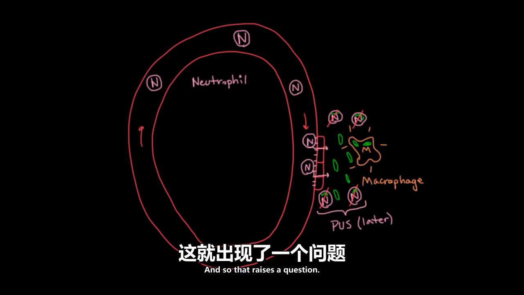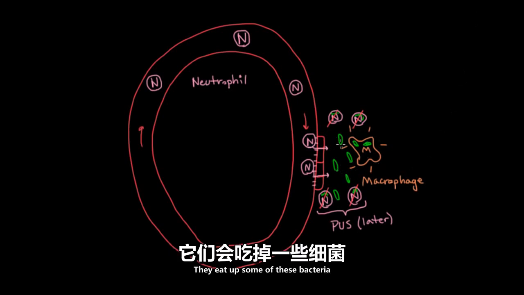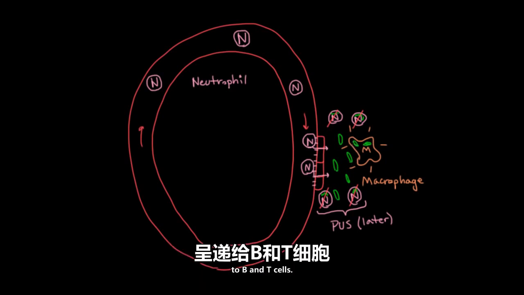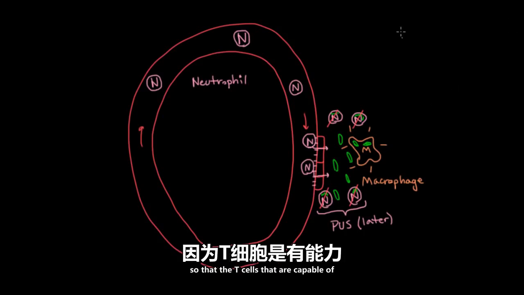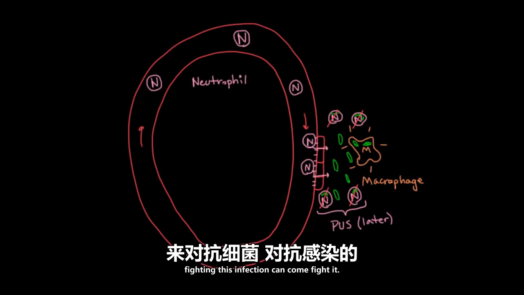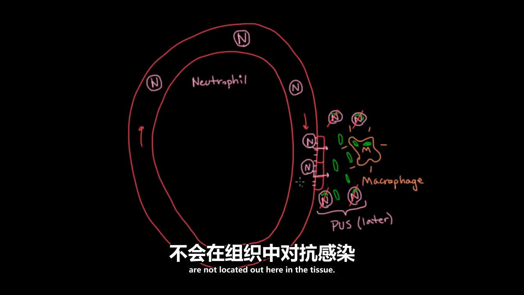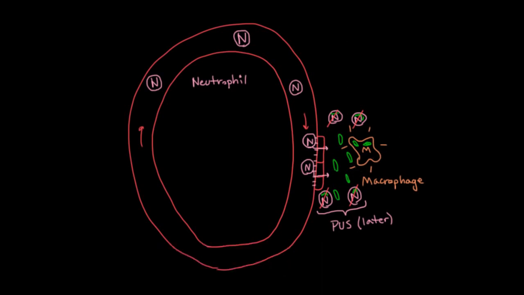And so that raises a question, because in previous videos, we said that the macrophages start here, they eat up some of these bacteria, and then they want to go present these bacteria to B and T cells. They want to show these bacteria to, especially, T cells, so that the T cells that are capable of fighting this infection can come fight it. But the B and T cells that are going to fight this are not located out here in the tissue. And so the macrophage needs to go to them.